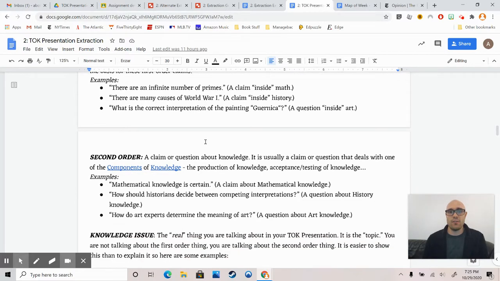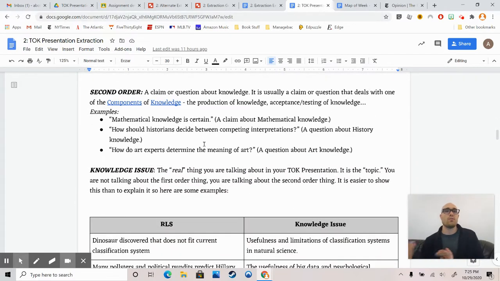And then the second order claim or question, again, you go to the side and go, well, how do we know about how they got to that information or that knowledge there? So it's usually a claim or question that deals with one of the components of knowledge. You can click on those links there to refresh yourself on what the components of knowledge are: production, acceptance or testing, communication, transmission, evolution, value, access, maintenance, all that stuff.